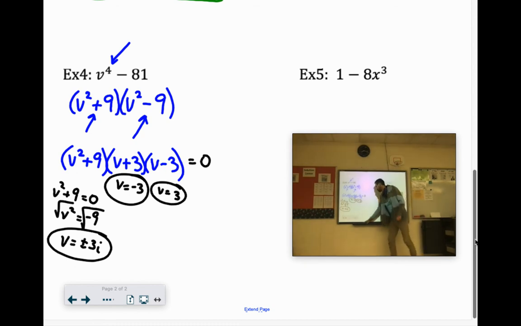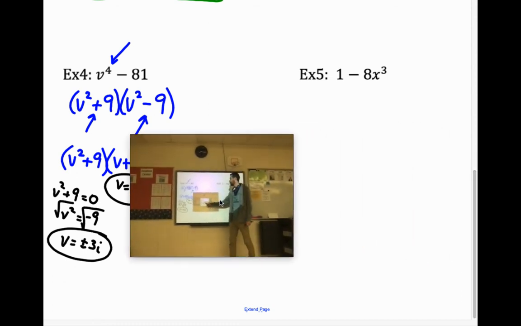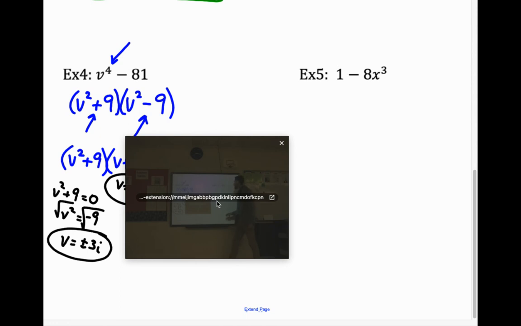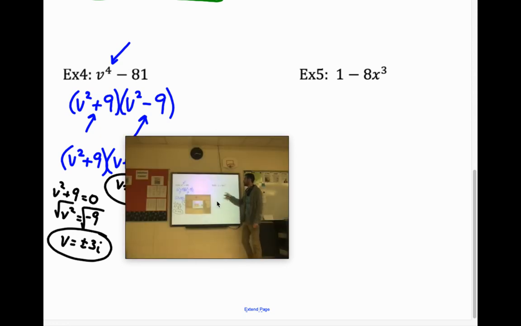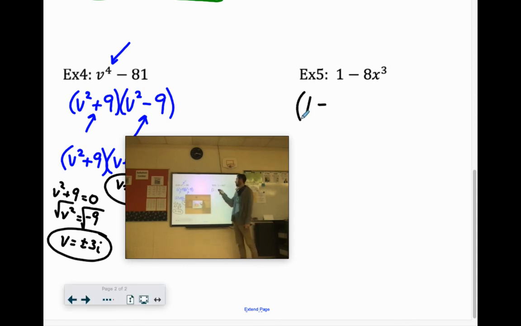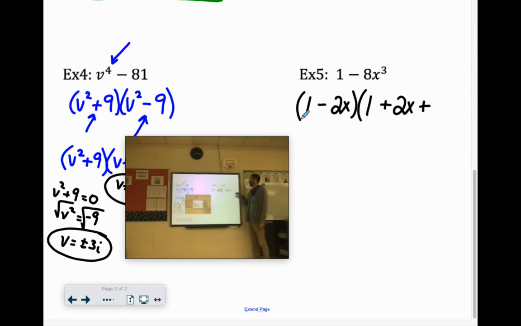All right, let me move over here. Greatest common factor? No, just 1. They're both perfect cubes. Cube root of 1 is 1. Cube root of 8x cubed would be 2x. So cube root them both. 1 minus 2x. Square the first term. 1. Change the sign. Multiply them together. That would be 2x. Put plus. Square that last term. 4x squared.